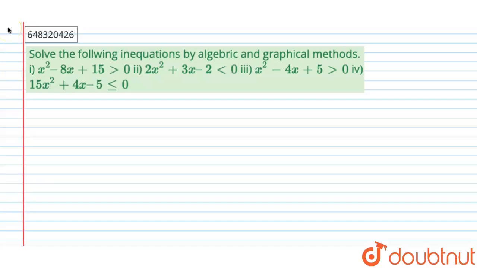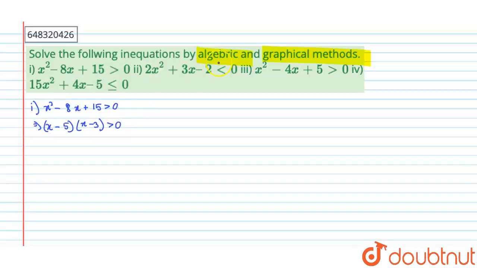So our question is solve the following inequations by algebraic and graphical methods. Let's see the first one: x square minus 8x plus 15 is greater than 0. If we want to factorize the left hand side expression, we get x minus 5 times x minus 3 is greater than 0.